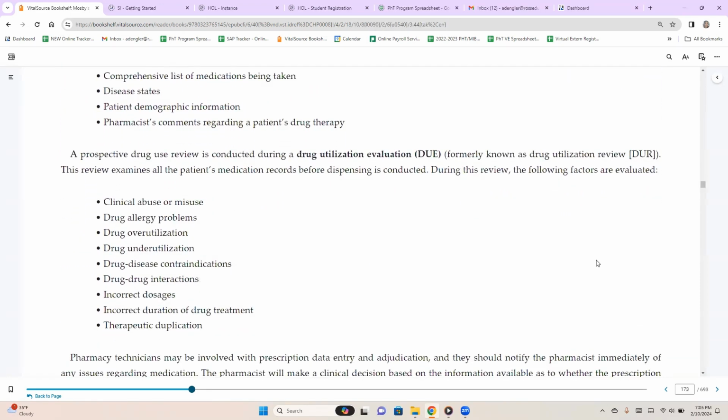A prospective drug use review is conducted during a drug utilization evaluation. It's a DUE, formerly known as a DUR, and that evaluates the following factors: clinical abuse or misuse, drug allergy problems, drug overutilization, drug underutilization, drug disease contraindications, drug-drug interactions, incorrect dosages, incorrect duration of drug treatment, and therapeutic duplication.